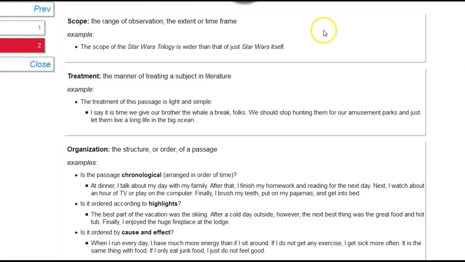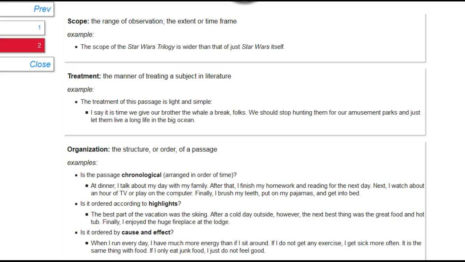One of the ways is scope, or the range of observation, the extent or time frame. For example, the scope of Star Wars trilogy is wider than that of just Star Wars itself. Another way is the treatment, the manner of treating a subject in literature. For example, the treatment of this passage is light and simple.